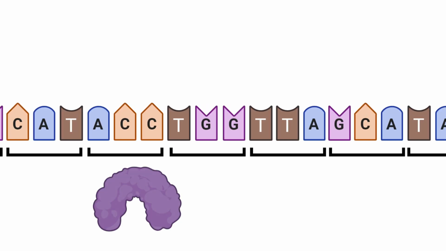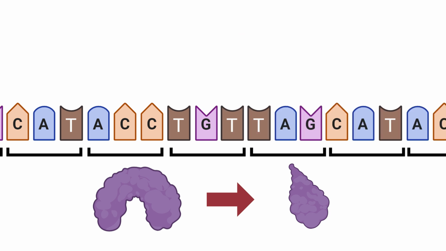Frameshift mutations can often lead to non-functional and shortened gene products. Since a gene can consist of tens of thousands of base pairs, there is a high chance that sooner or later a frameshift mutation will introduce a premature stop codon.